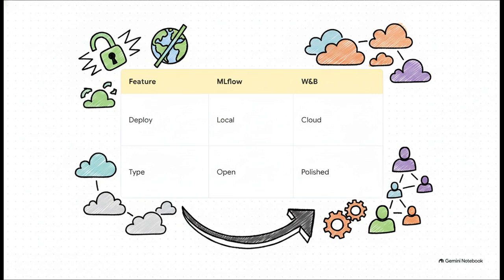But on the flip side, Weights and Biases delivers a highly polished, proprietary, out-of-the-box experience. It is specifically built for larger teams that simply require seamless, real-time collaboration right from day one.